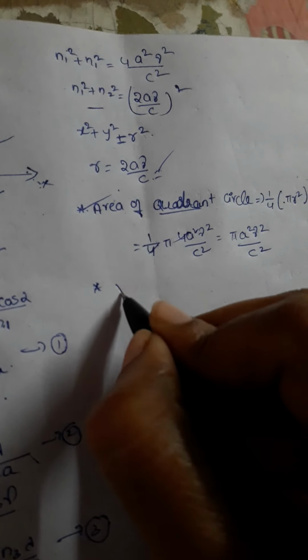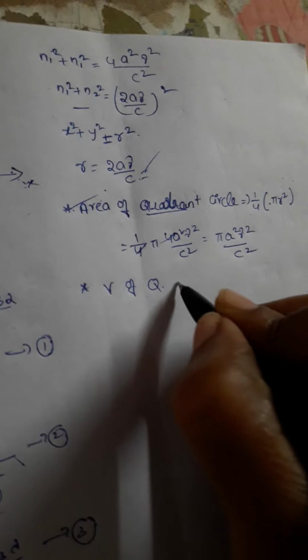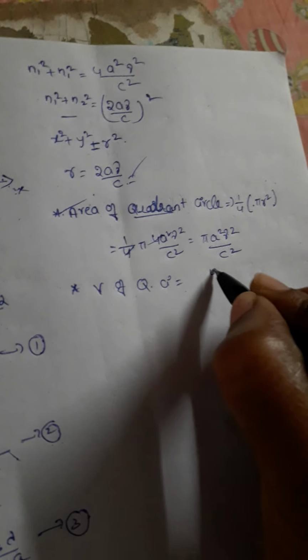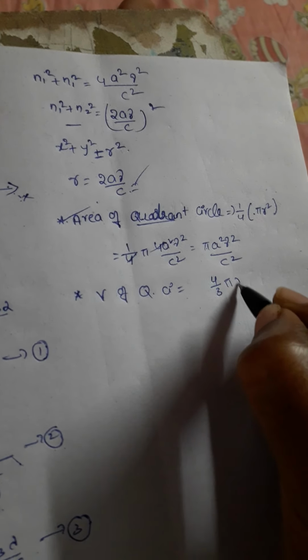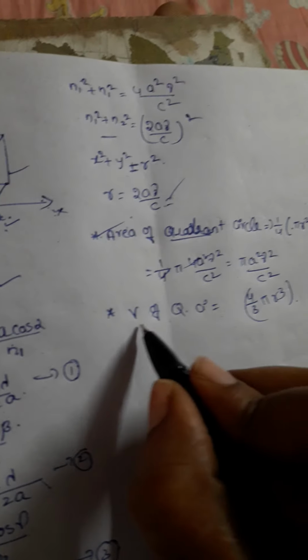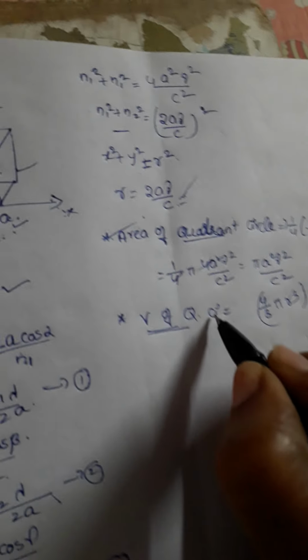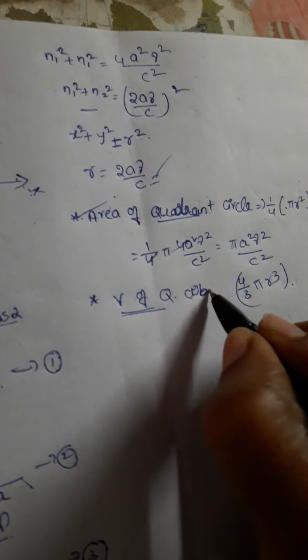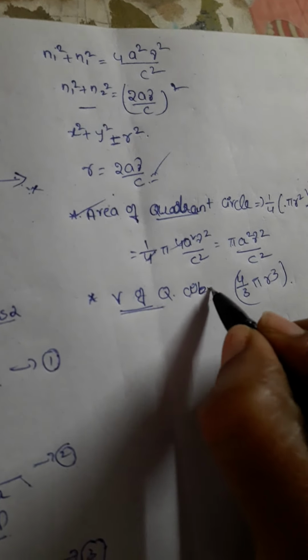Next we are considering the volume of the quadrant sphere. The volume is 4/3 πr³. Here, the volume of the quadrant cube, sorry, this is the quadrant sphere. How many octants are there? 8. So the volume of the quadrant, how to write? 1 by 8 into 4/3 πr³.